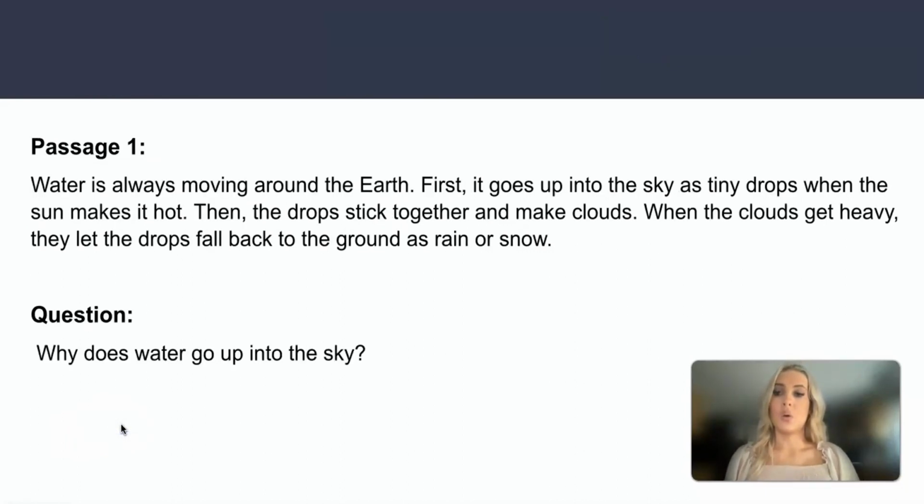Passage 1. Water is always moving around the earth. First, it goes up into the sky as tiny drops when the sun makes it hot. Then, the drops stick together and make clouds. When the clouds get heavy, they let the drops fall back to the ground as rain or snow. So, why does water go up into the sky?